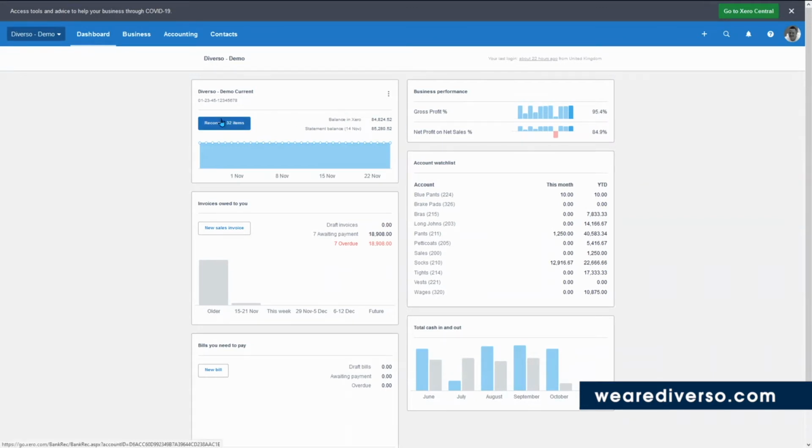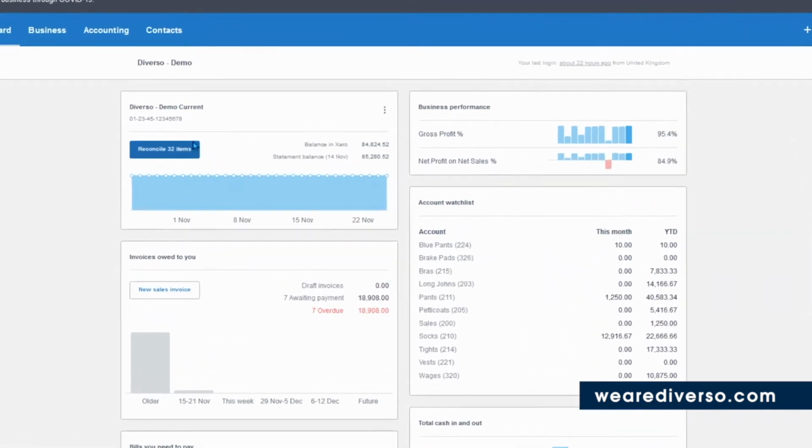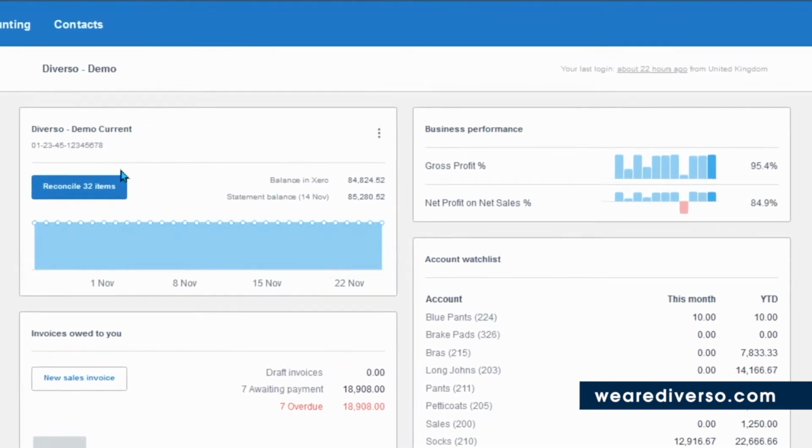We have the bank account here. It shows the bank account, the sort code, the account number, the balance in Xero, and the statement balance, the actual money in your bank account. Now, if these two balances here are different, it could be because you've got outstanding transactions on your bank account that you need to reconcile, indicated here. So here we have 32 items. And you could do that by clicking on the reconcile button.